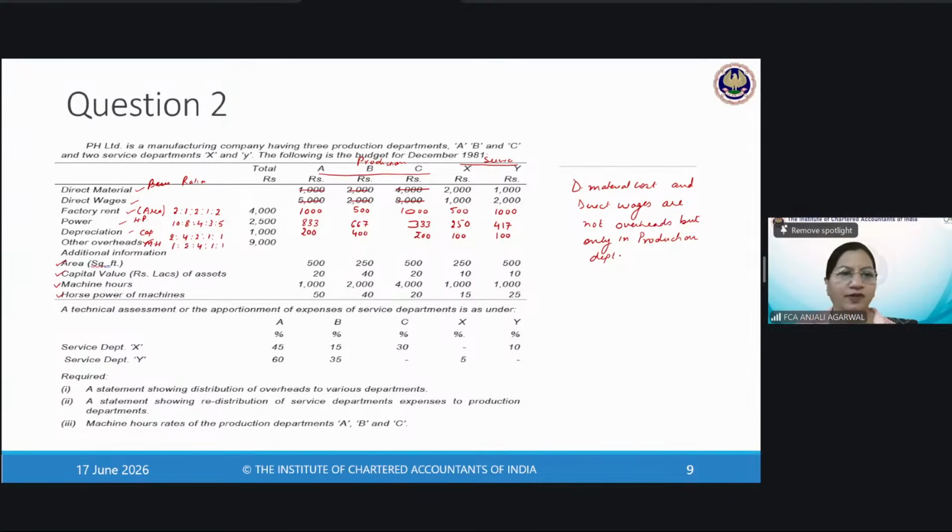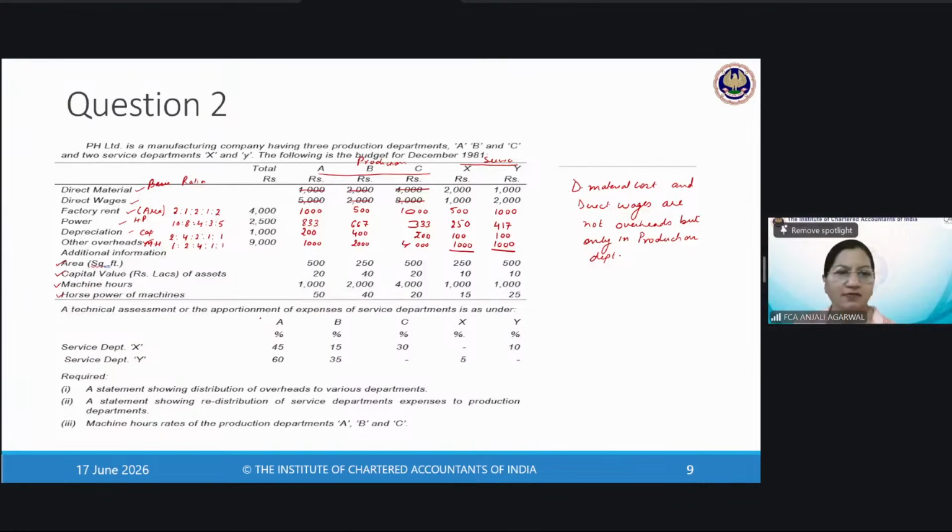This totals 2, 4, 5, 6, 7, 8, 9. This is also 9,000. 9,000 divided by 9 will give you 1,000. So exactly the same figures: 1,000, 2,000, 4,000, 1,000, and 1,000. So this completes our primary distribution, right? But we'll also have to distribute the total of X and Y again back to ABC.